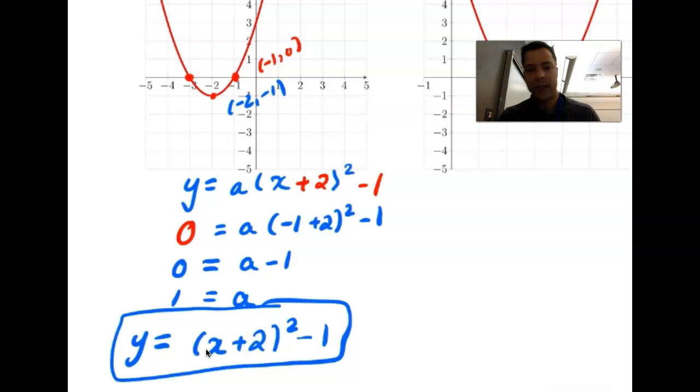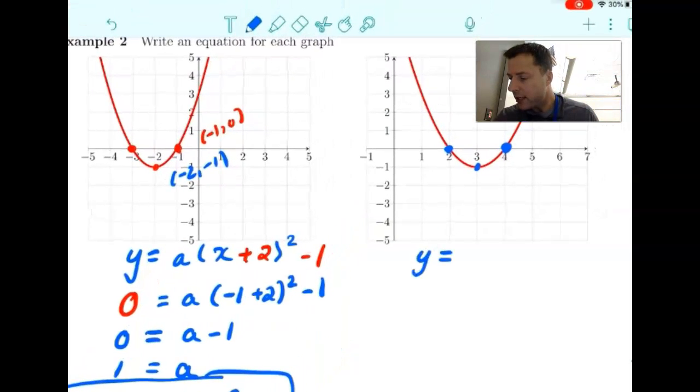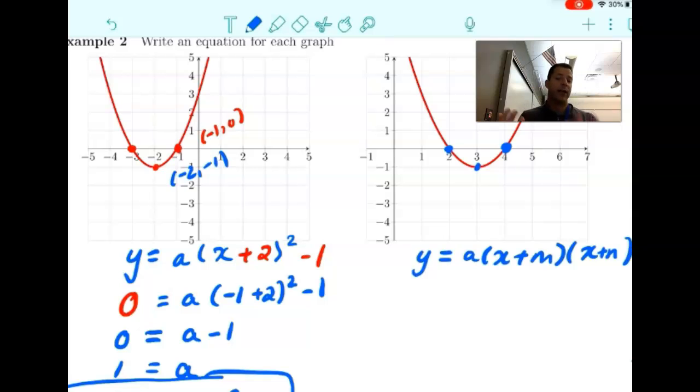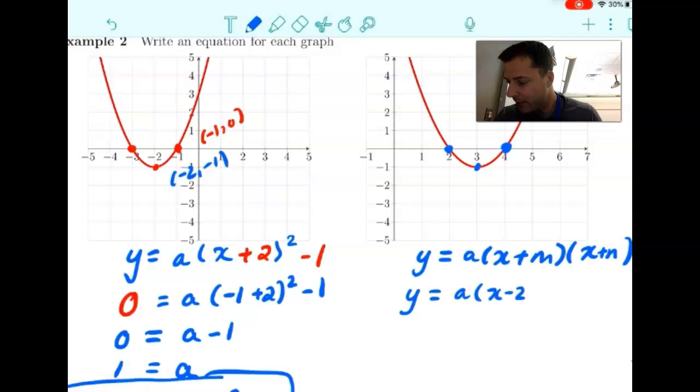Last one, you can use factored form, okay? And there's my vertex because I have zeros, and I could have used it here too. Remember, factored form is y equals a times x, like plus m, and x plus n. Now those could be minuses too, just depending on where the zeros are. In this case, they will be negative. So we have y equals a times, well, one of my zeros is plus 2, so that means it's x minus 2 here. Then my other 0 is 4, so it's going to be x minus 4. Remember, zeros have opposite signs when they're factors.